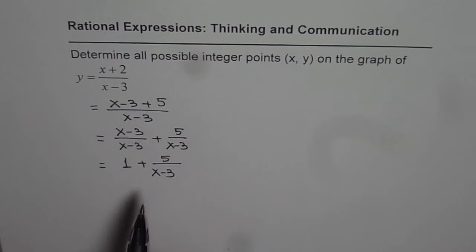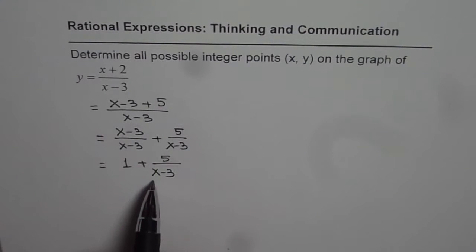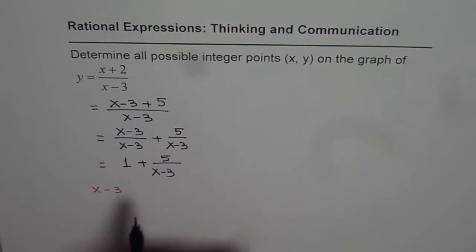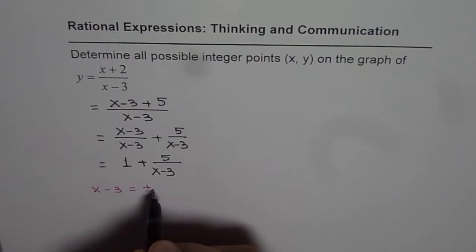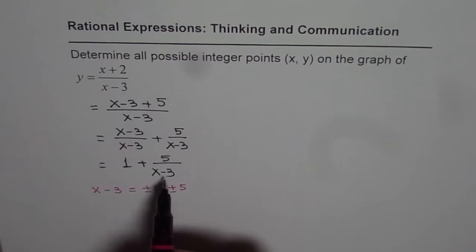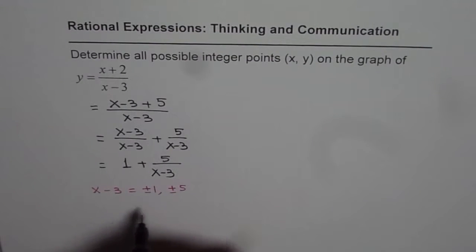Now we are looking for x values which will return us integer values for y. That really means what? It really means that if x - 3 is a factor of 5, that means x - 3 is either plus or minus 1 or plus or minus 5, then the second term will be an integer, correct? And so we'll get the y value as an integer. So there are 4 possible coordinate points. So we are looking for 4 values.